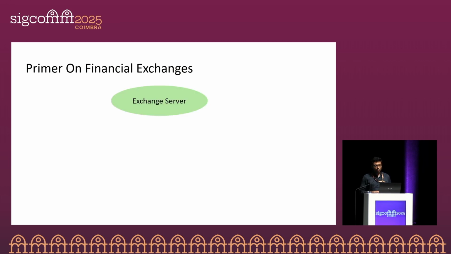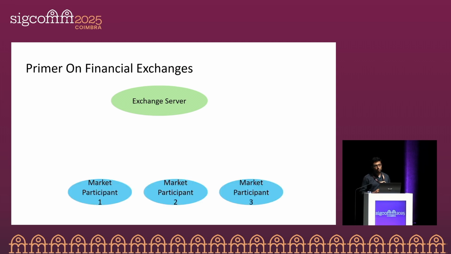In a cloud financial exchange, you have an exchange server and a bunch of market participants who are trying to buy and sell various commodities. The exchange server can release various snapshots of market data. These could be prices of commodities or trades that other participants make. Typically, these pieces of market data are broadcast to all the market participants. And there may be multiple such pieces of data.